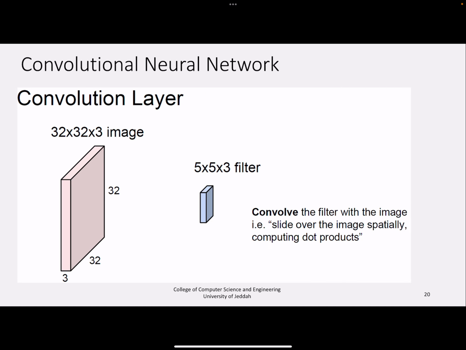A single filter can usually be much smaller than the image size itself. So you could have a filter like this, size 5 by 5. But because the image that you're dealing with has depth, the filter must also have depth. And that depth of the filter has to match the depth of the input image.